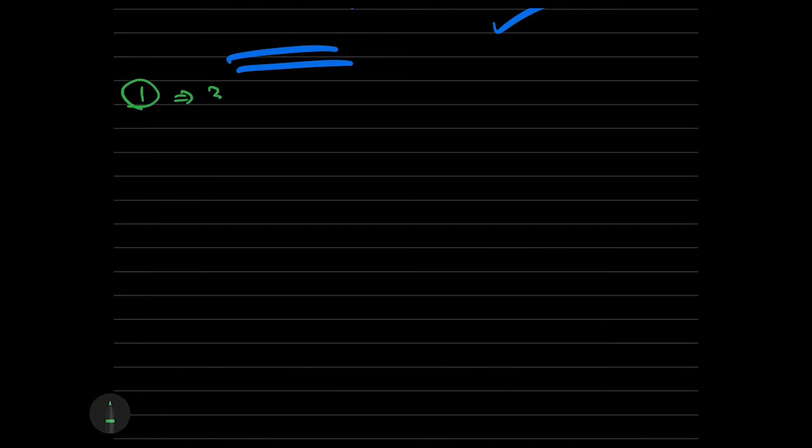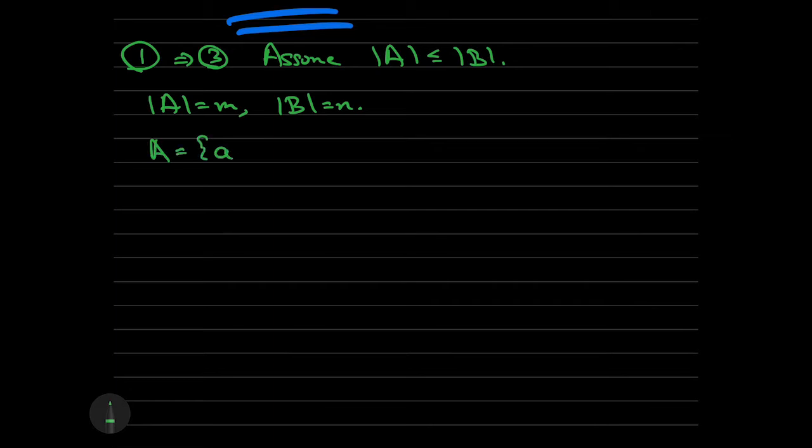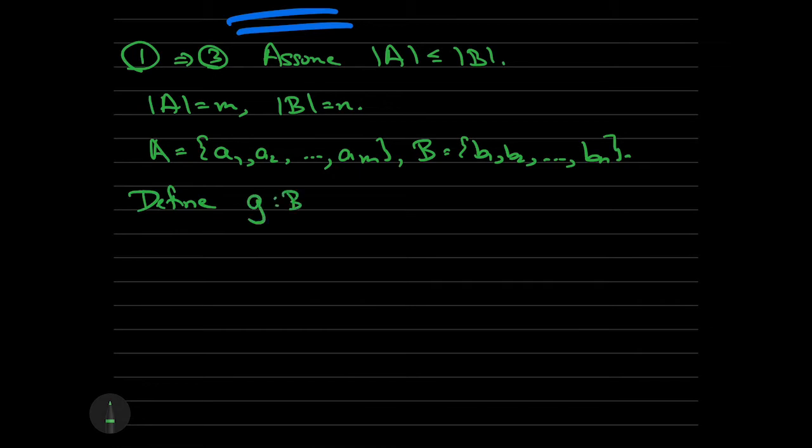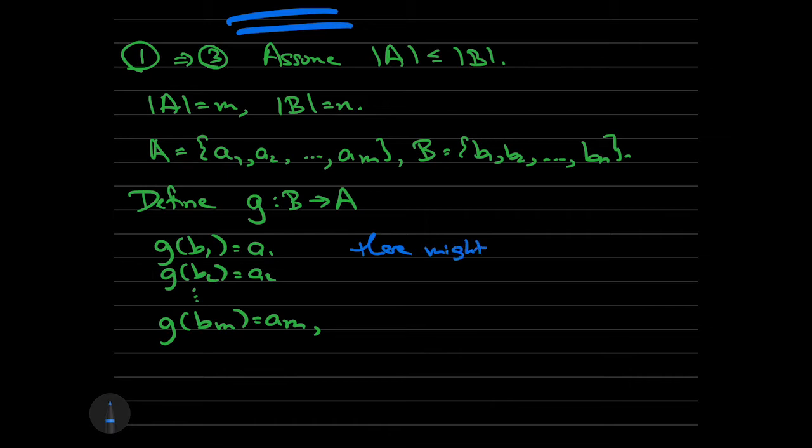Now we show that 1 implies 3. Assume that m is less than or equal to n, and again, we label the elements of A as a1 up to am, and the elements of B as b1 up to bn. Define g of b1 to be a1, g of b2 to be a2, all the way up to g of bm. Now there may be other elements of B, because n can be bigger than m, but let's just send them wherever we want. So for example, for any index bigger than m, just send g of bk to a1. It's not really going to matter.